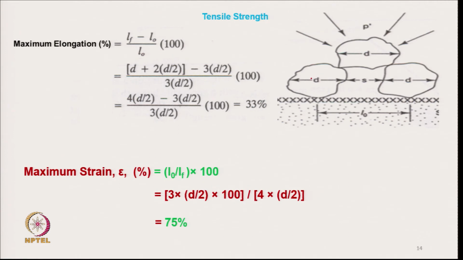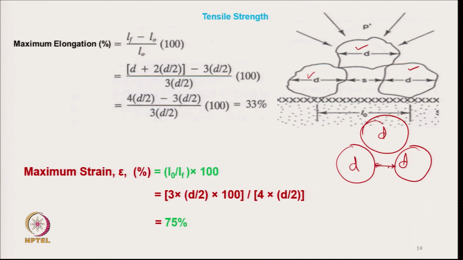Suppose all these stones have similar dimension, say D. The assumption is that this is D, this is D, this is D, and on average D by 2 is the gap. So, this is D by 2.